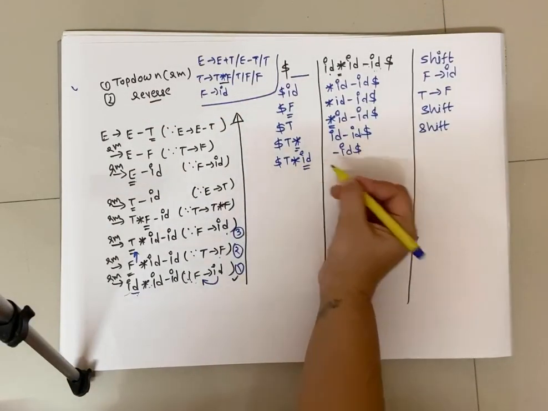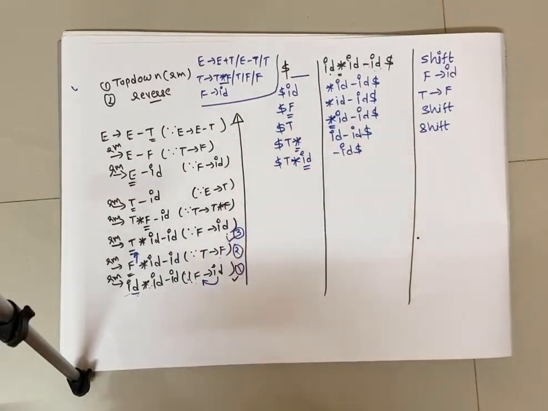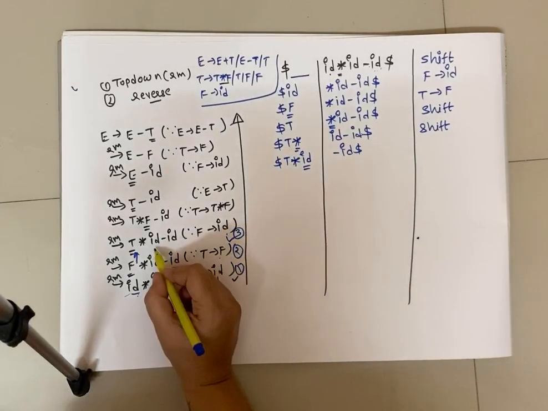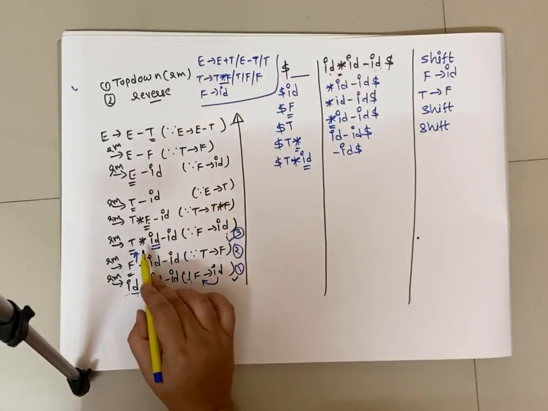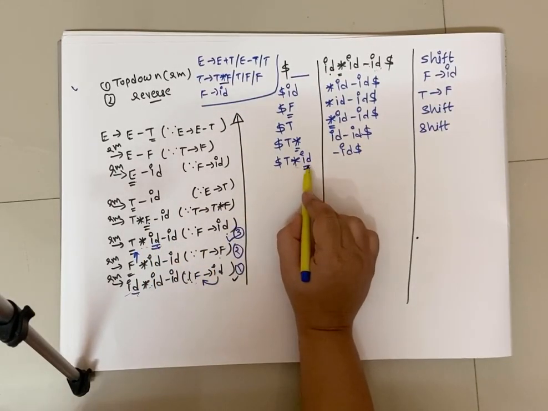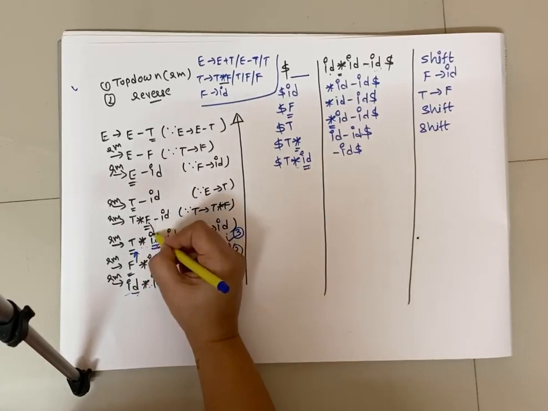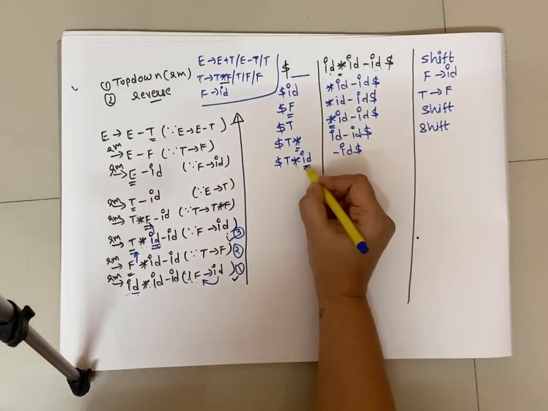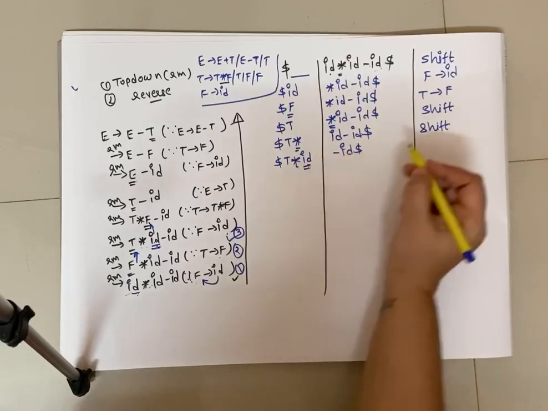Now you have ID on top of the stack, so this third action can be performed. Incidentally, it is the same ID that is going to be converted to F, the ID on the right hand side of the multiplication.